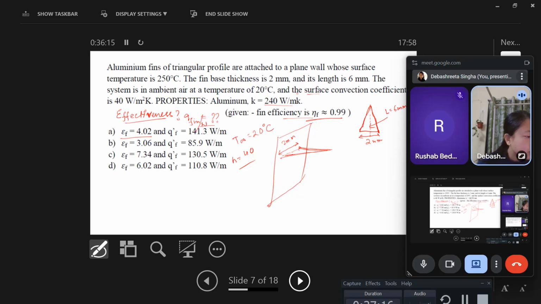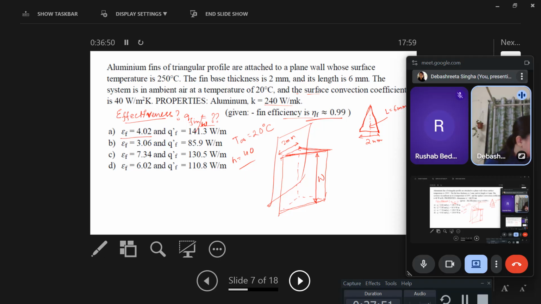Q fin per unit width. In this particular problem, they have considered this as a very small fin, and the extension of this fin is very large. So if you consider this as width W, then you need to find out what is the effectiveness.